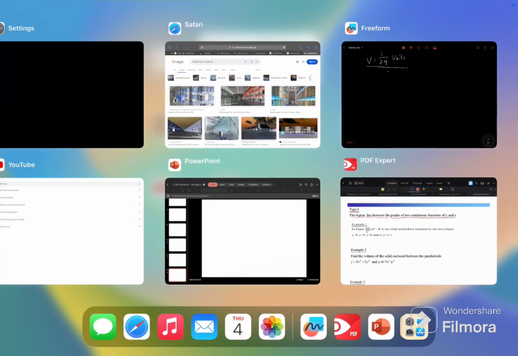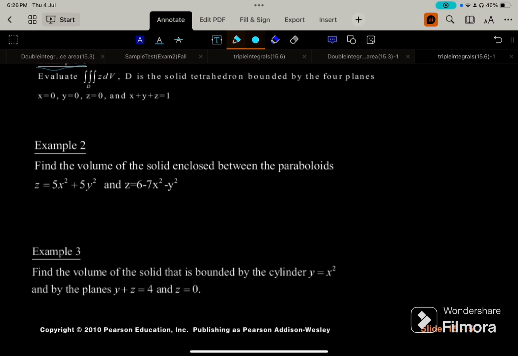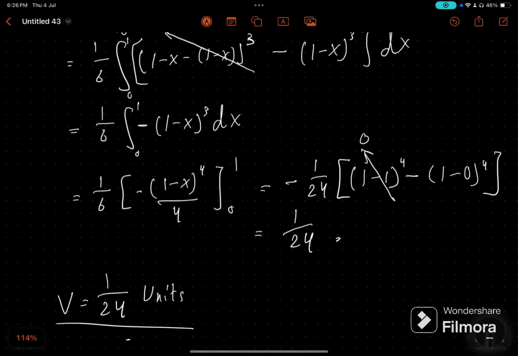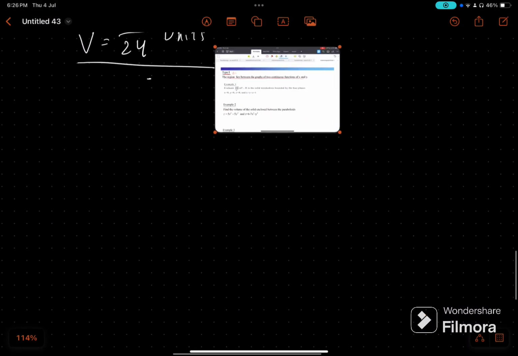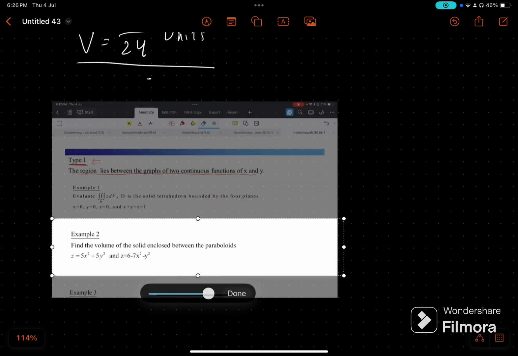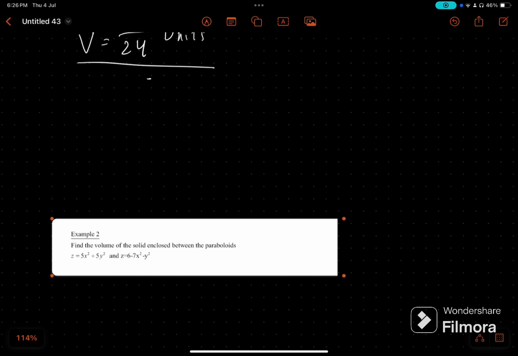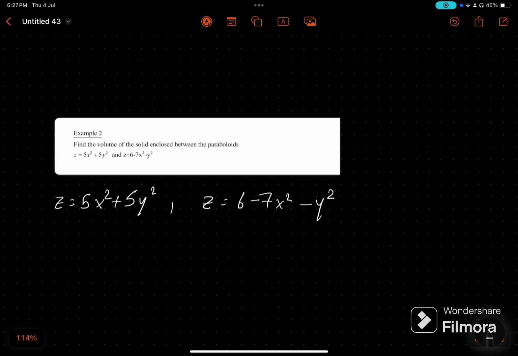Let's just go now to our second example and try to solve that. We want to try to find the volume of the solid enclosed between the paraboloids. So we can add here our example 2. We have z equal to 5x squared plus 5y squared, and z equals 6 minus 7x squared minus y squared. These are our z values.